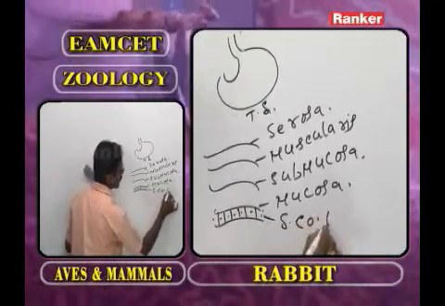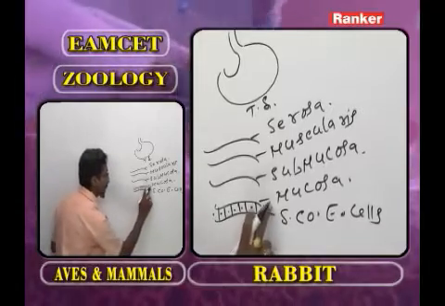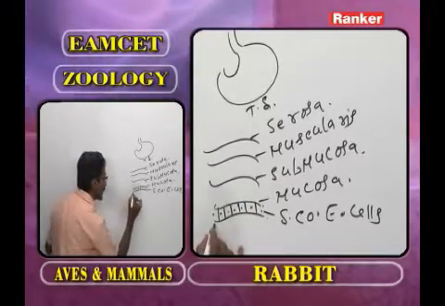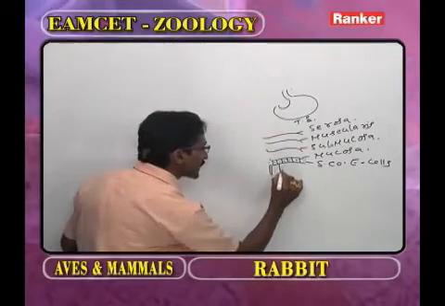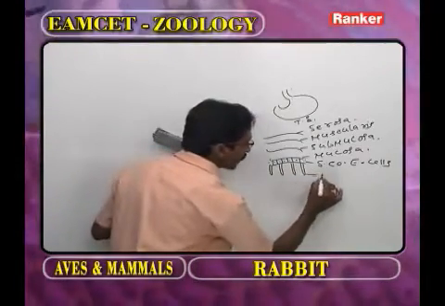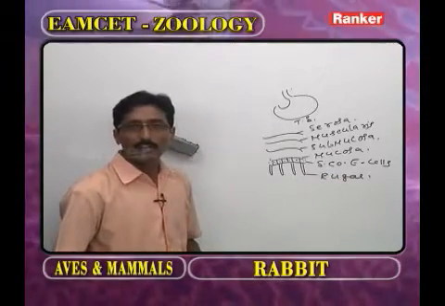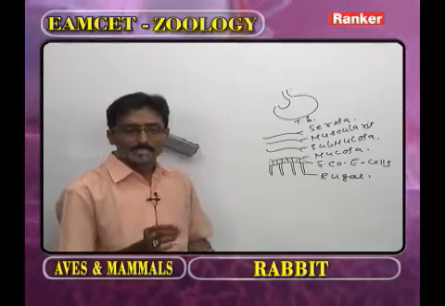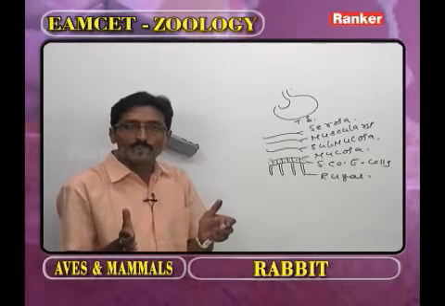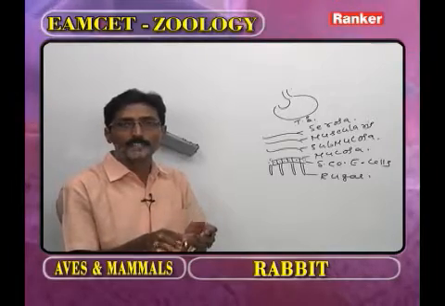Now, the mucosa consists of what type of epithelium? Simple columnar epithelial cells. As we observe the innermost layer of mucosa, it has foldings. These foldings are called rugae. Here, what is the function of the rugae? The rugae increase the volume of the stomach depending upon the amount of food materials.